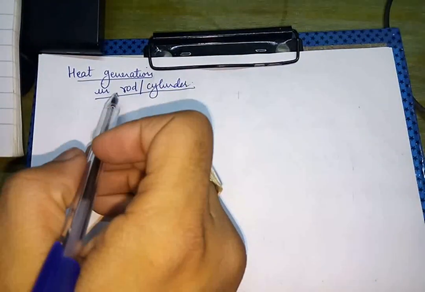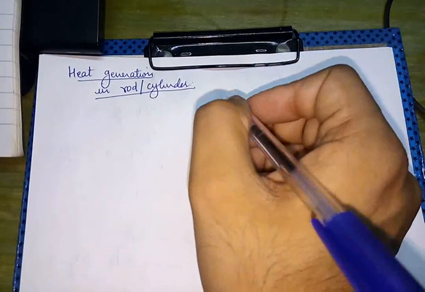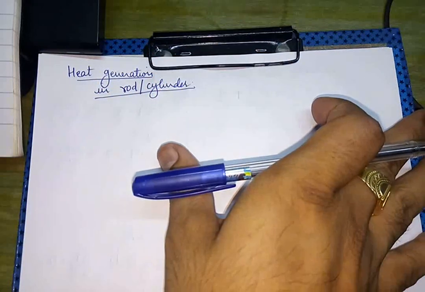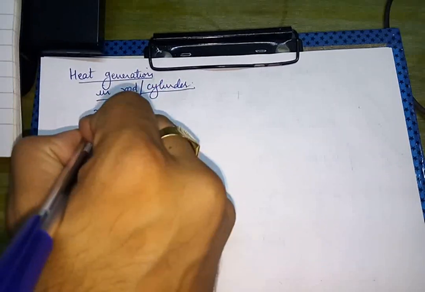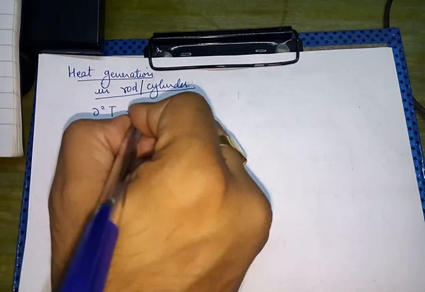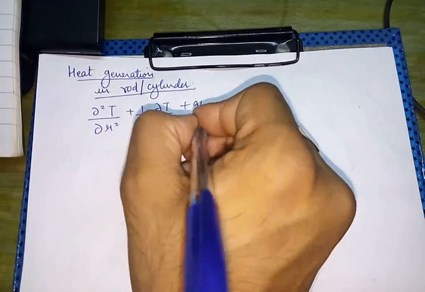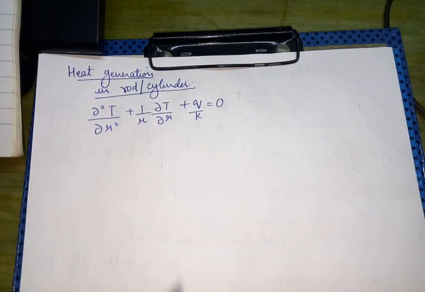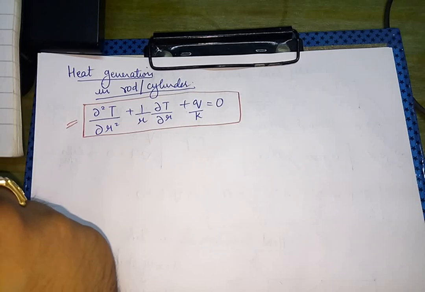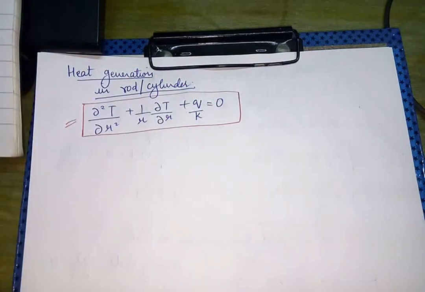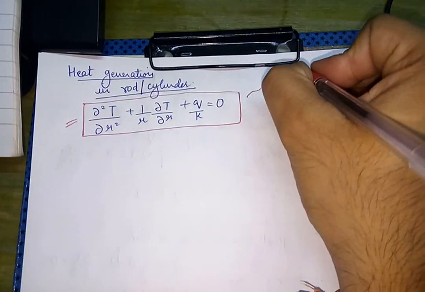Now we will discuss heat generation in the case of a rod or a cylinder. You need not remember that equation; I am simply writing it down for your convenience. That is del square T upon del R square plus 1 upon R del T upon del R plus Q upon K equals 0. This is the general heat conduction equation for a rod or a cylinder, and heat will be conducted radially outwards.